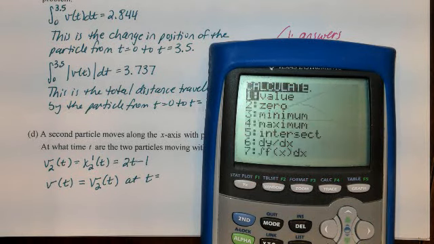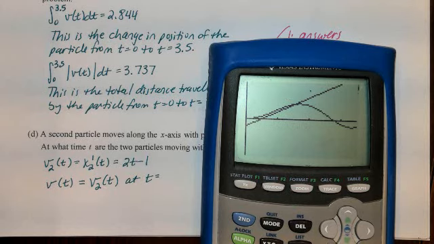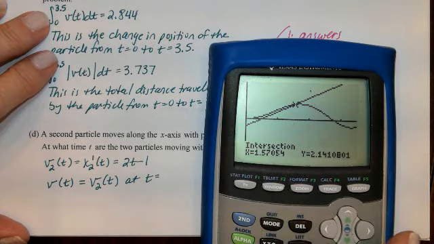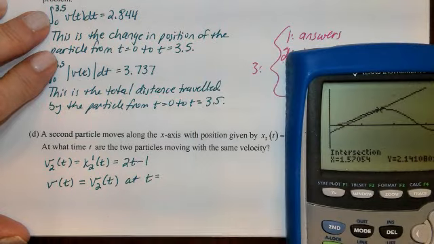So second calc 5, enter, enter, enter. And there's the time that these two particles have the same velocity. So 1.571 or 1.570, either one.